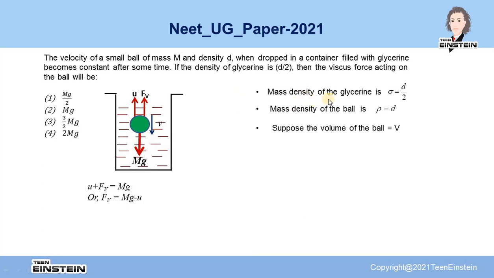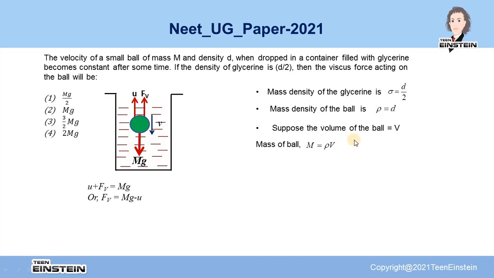Before that, let us see what are the informations available in the problem. The mass density of glycerin, let us say that is sigma, and that is given by small d by 2. Mass density of the ball, let us say that is rho, that is given by small d, and suppose the volume of the ball is capital V, and hence the mass of the ball, capital M, is equal to rho into V.